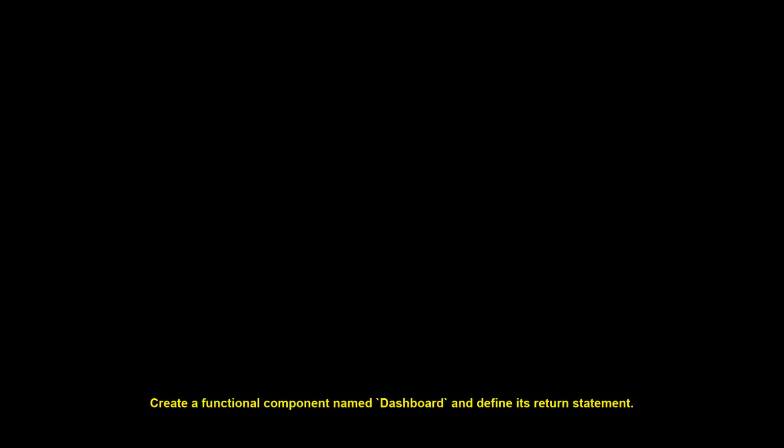Now, open your project in your preferred code editor. In the src folder, create a new file named Dashboard.js. In Dashboard.js, import React and the necessary components from Material UI, such as AppBar, Toolbar, Typography, and Drawer. Create a functional component named Dashboard and define its return statement.